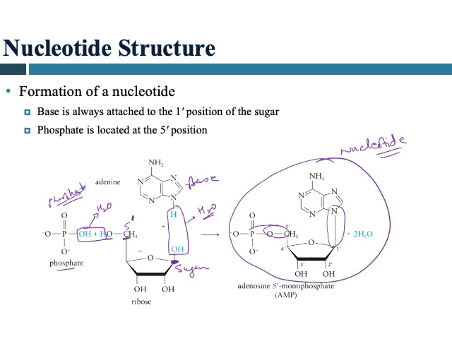Right? And I already told you, because of the phosphate's 2 negative charge, this nucleotide has a negative 2 charge. Right? Okay. So how the nucleotide forms: the base is always attached to the 1' position of the sugar, that I already told you. This is 1'. Phosphate is located at the 5' position, which is the 5' carbon of the sugar. So phosphate is always going to attach to 5'. This is how you make a nucleotide.